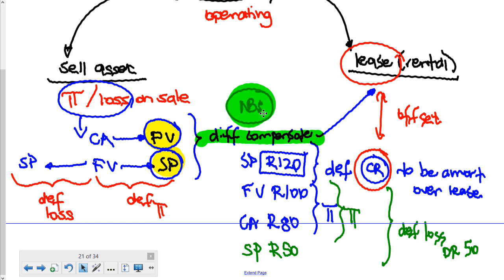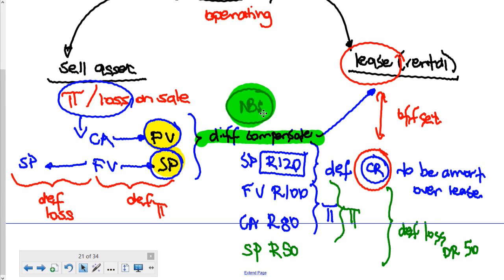It's all about the profit or loss on the sale of the asset. We are selling an asset. Okay, so that's a given. The asset disappears. We're going to de-recognize the asset, and we will recognize a profit or loss on sale. And the profit or loss on sale should be the difference between carrying amount and fair value. And fair value should be equal to selling price, isn't it?